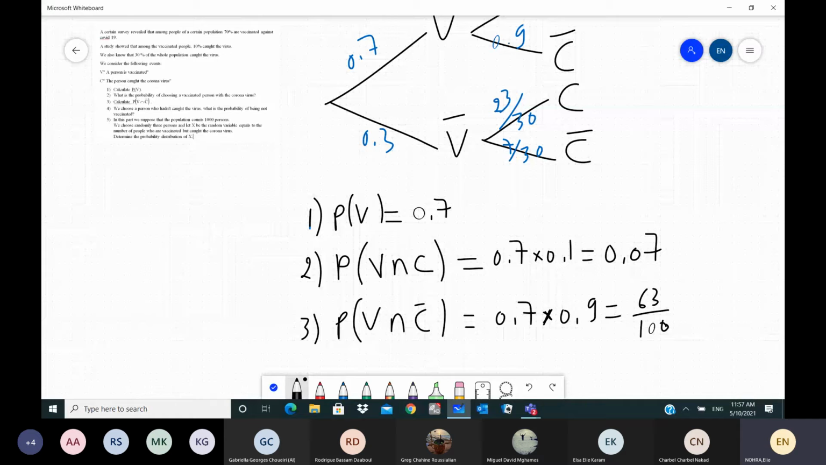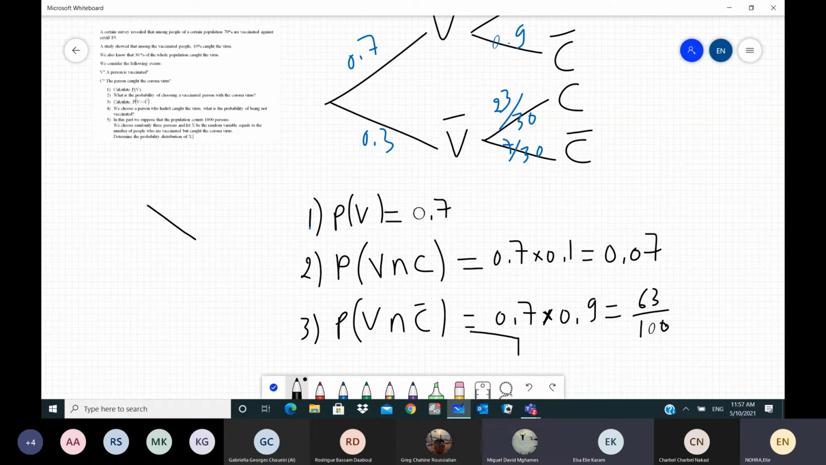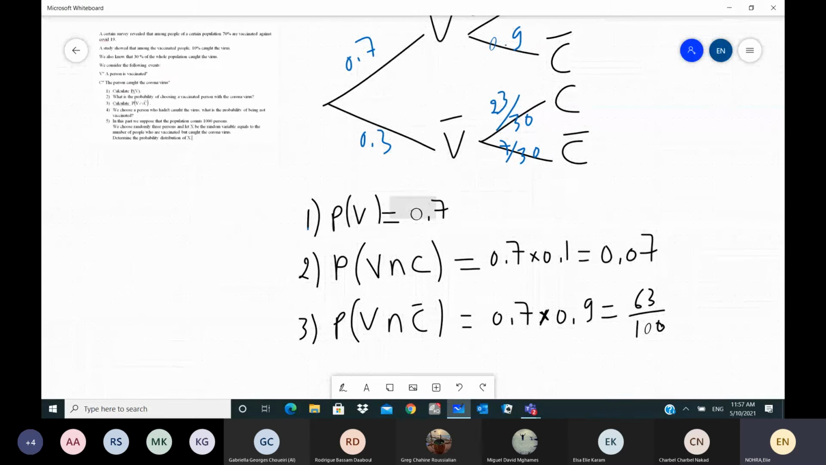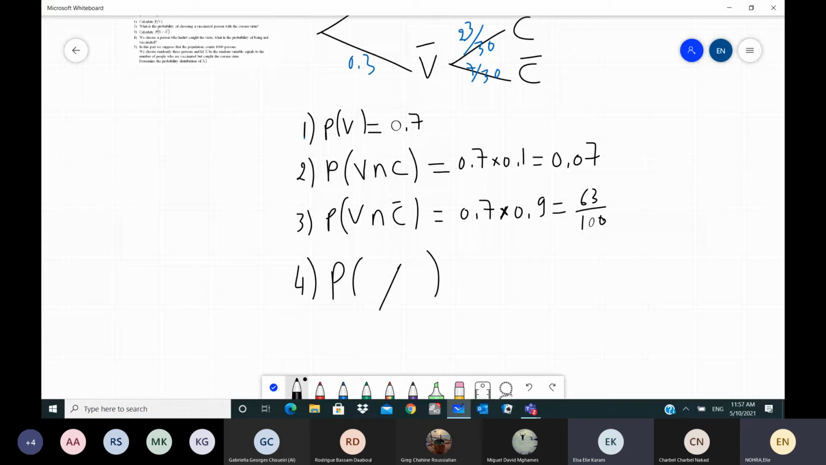Part 4: we choose a person who hadn't caught the coronavirus. What is the probability that this person is not vaccinated? In symbols first, guys. What do they want? V bar and C bar. So C bar knowing V bar? No, the other way around. C bar knowing V bar would be because he's not vaccinated and didn't catch the coronavirus, but it's V bar knowing C bar.